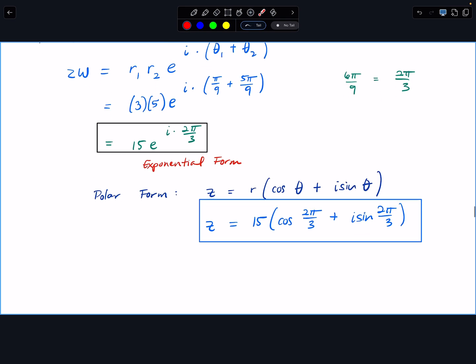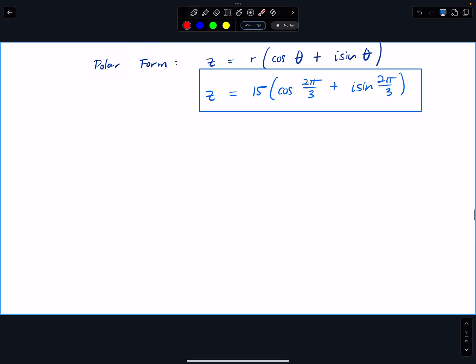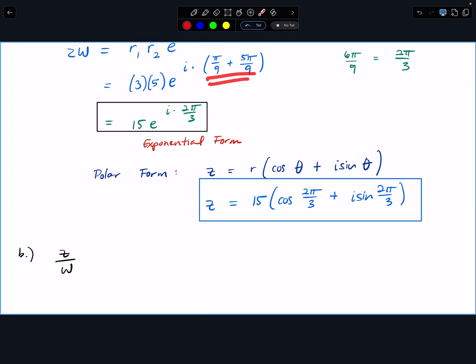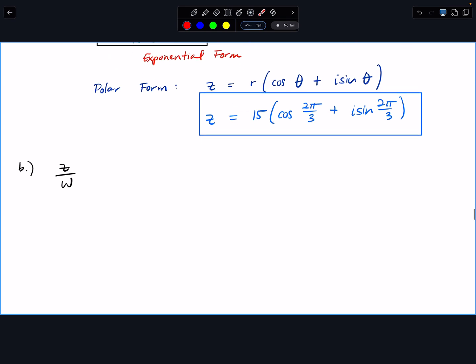Because we want to also find part B, z over w. So from our definition yesterday, when we multiply two things with the same base, we add the exponents. So now since we're dividing, the only difference is we're going to subtract. So z over w is going to be equal to R1 over R2 times e to the i times theta 1 minus theta 2.